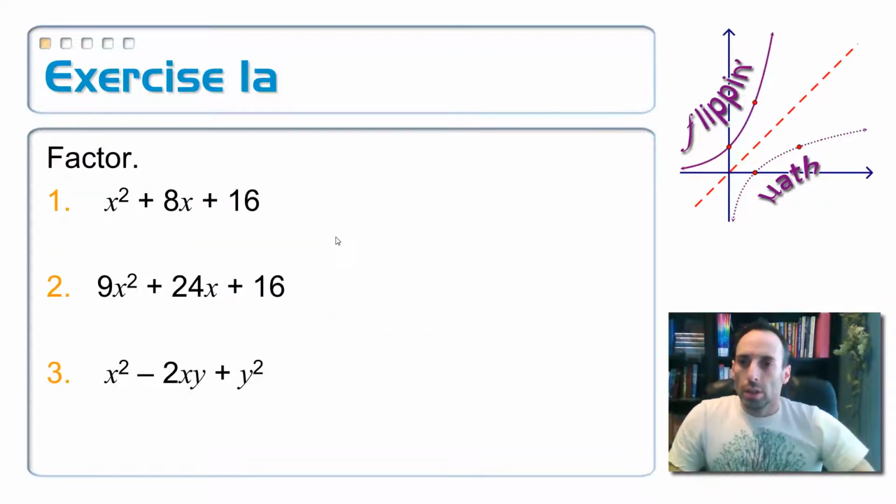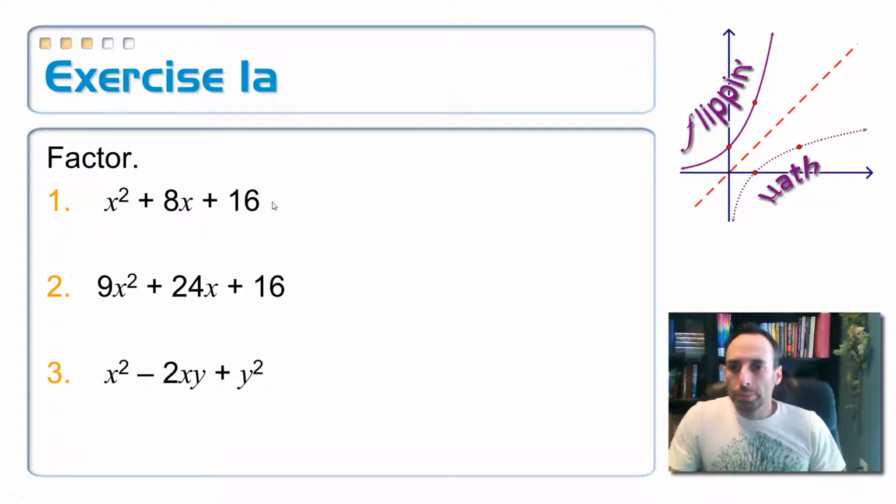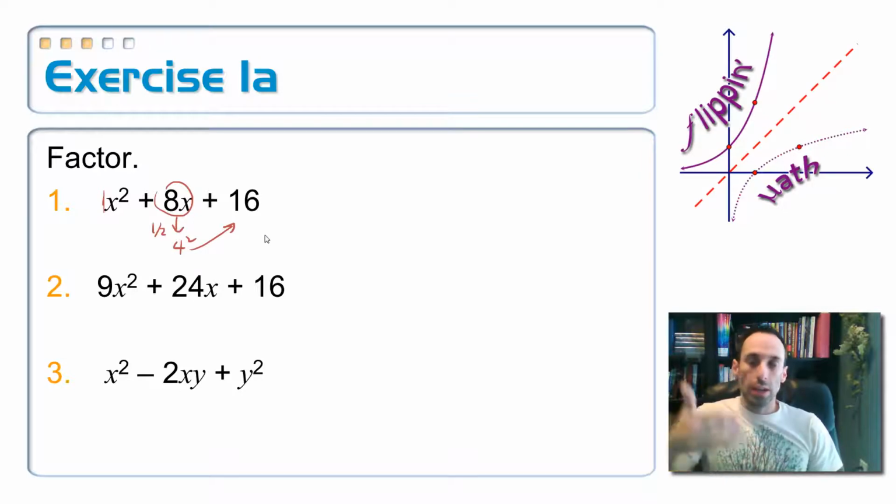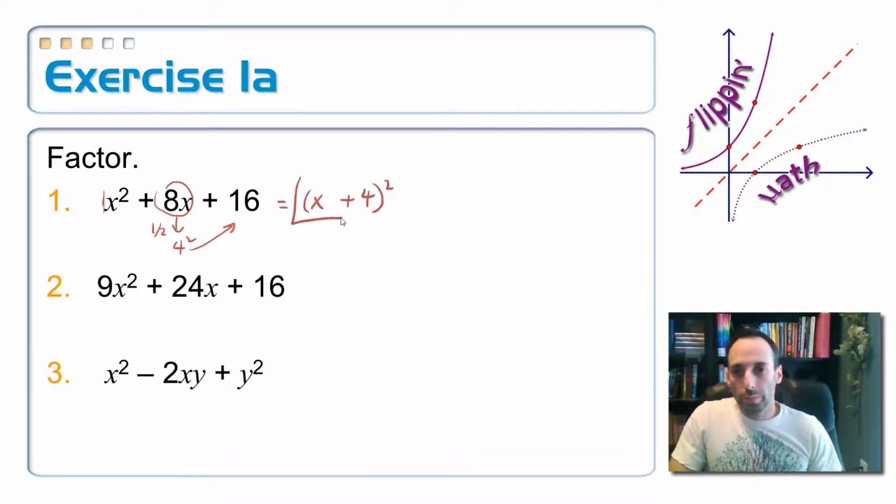So, problem number 1 here. x squared plus 8x plus 16, we're going to try to factor it. Well, x squared is a perfect square. 16 is also a perfect square. So look, since the leading coefficient here is 1, I'm going to take the shortcut here. I'm going to take this 8x and I'm going to take half of it, and that would be 4. Right? I'm going to take half of it. And then if I square that 4, I get 16. Therefore, it must be a perfect square trinomial, and it would factor as x plus 4 squared.